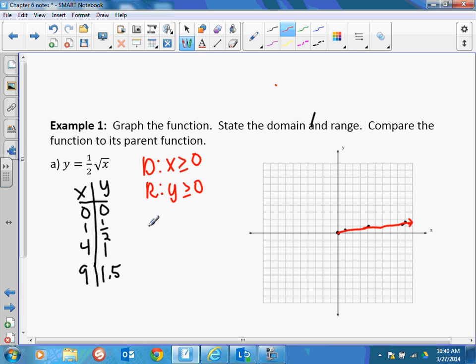So when you compare it to the parent function, you would say it has a vertical shrink, which I spelled wrong. Or you can say vertical compression. Either one works. Okay. So we graphed the function, we stated the domain and range, and we compared it to the parent function. It's a vertical shrink or compression compared to the parent function.